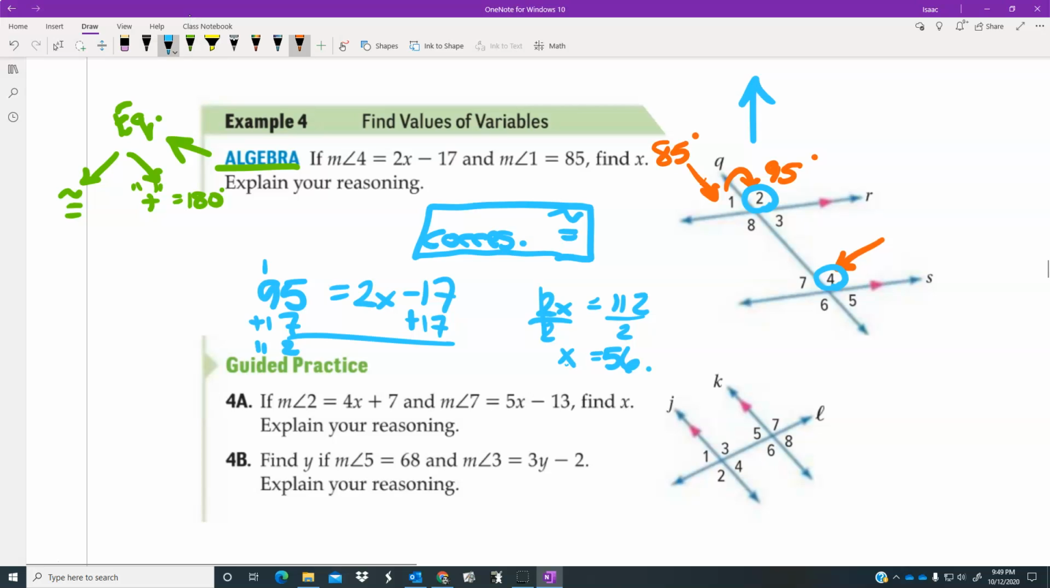Now I'm going to point at some other ones here. Let me erase my picture right there so I get rid of all those other extra marks. Let's point at some angles and see what we got. I'm going to use this color because it's rainbowy.